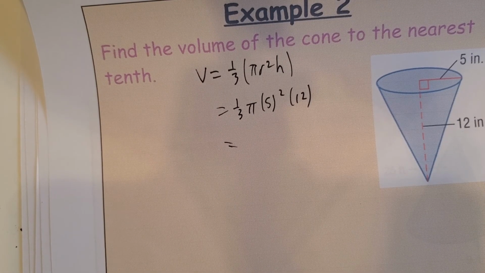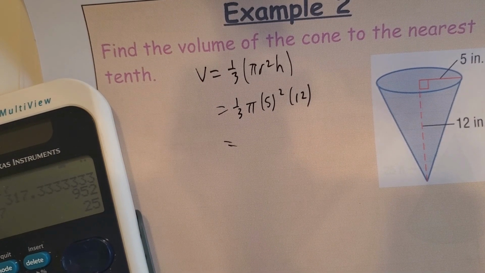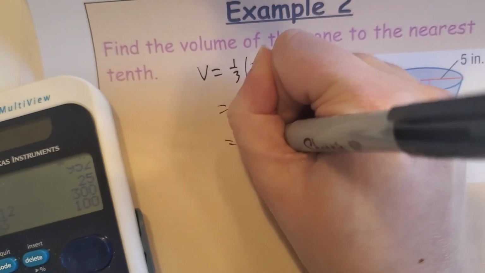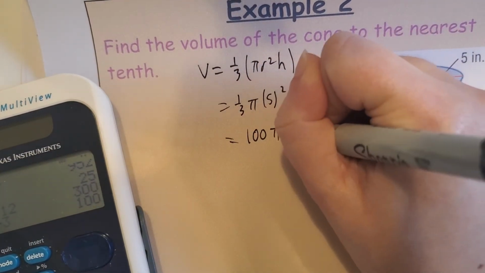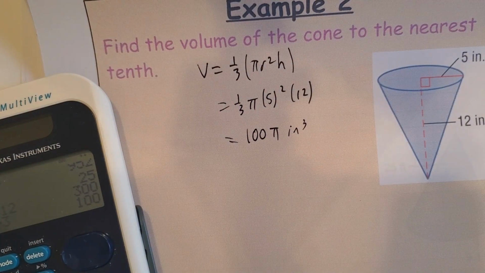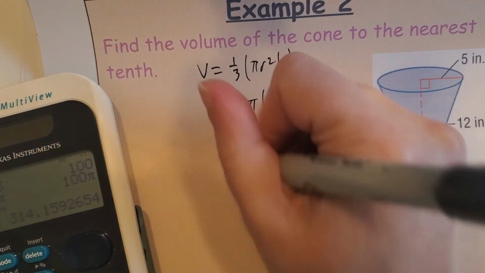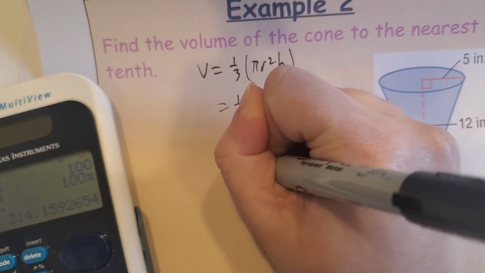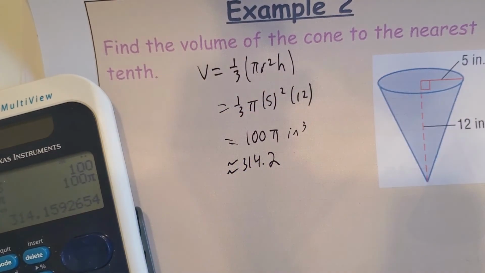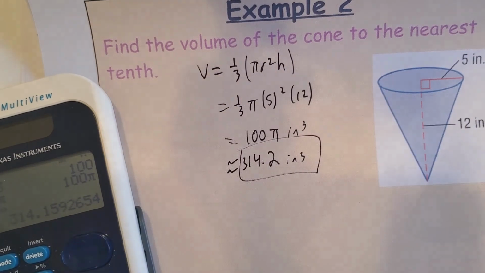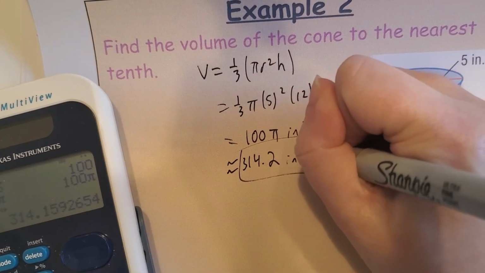So the exact answer would be 100 pi inches cubed. And then multiplying that by pi, it is approximately 314.2 inches cubed, rounded. That's a little higher.